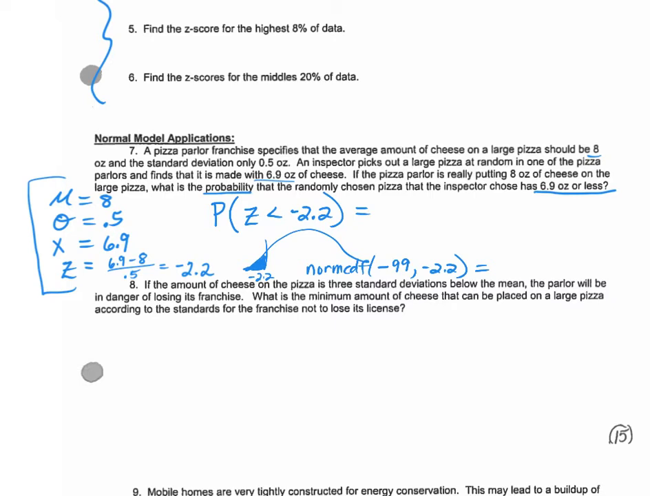Okay, so if you find that, then that gives you the 0.0139. So 1.39% chance of finding a pizza with that little cheese on it if they really are putting 8 ounces of cheese on the large pizza.